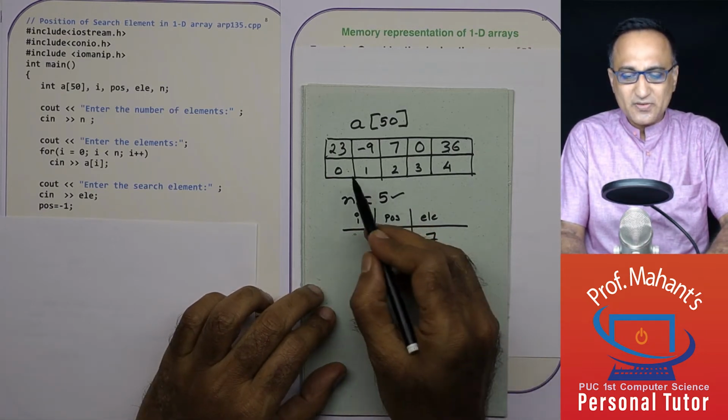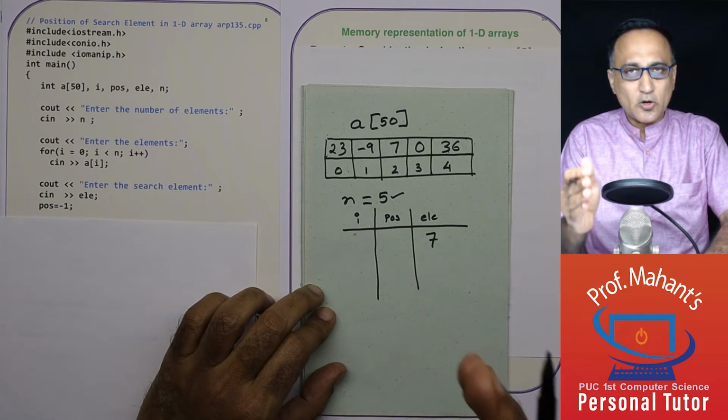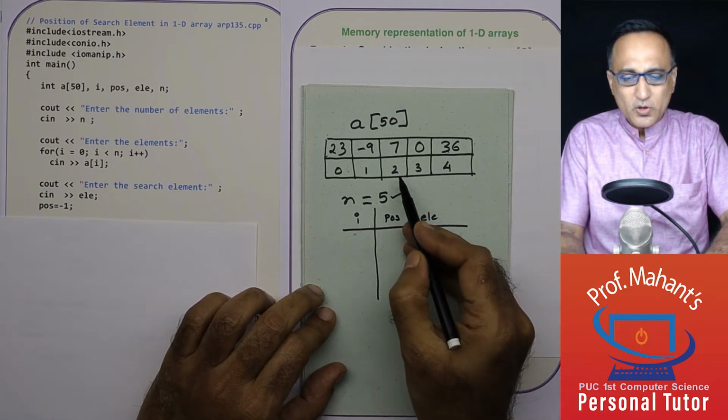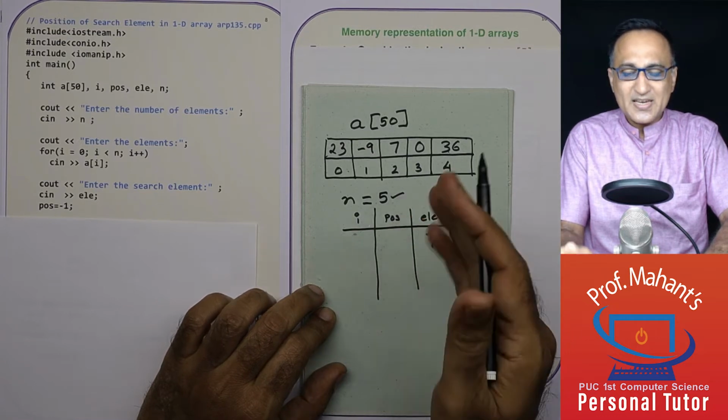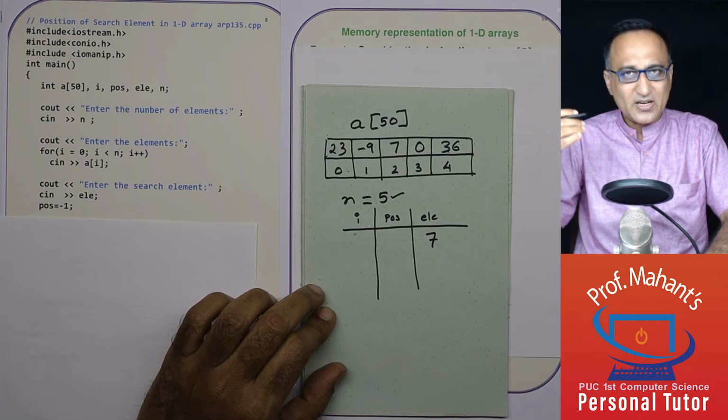The position of 7 is 0, 1, 2. But we are counting from 0, but normal people count from 1. So whatever is the position, we are going to add 1 to that position. So we are going to say 7 is at position 3 because people don't understand that we can count from 0.